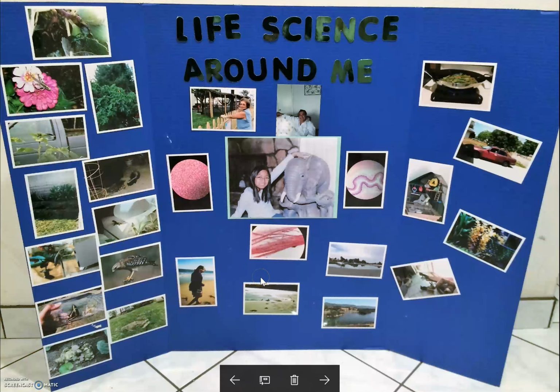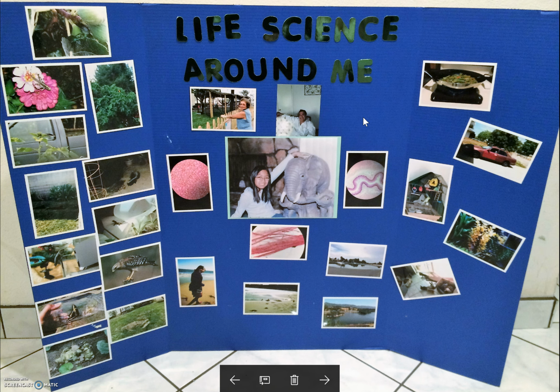Okay, so this is a culminating activity for the life science unit. This is going to be a poster about life science around me. Your project and your task is to take photographs of life science around you. This means use photographs of what's in your house and what's in your backyard. Try to take photographs, or if you can't take any, find some online about where you're from, the state you're in, the city you're in.